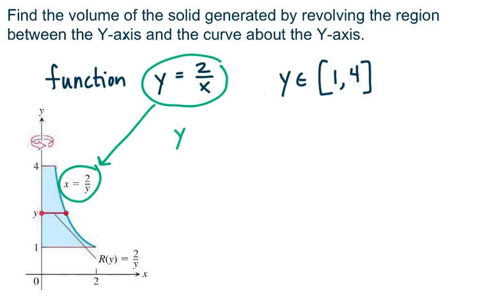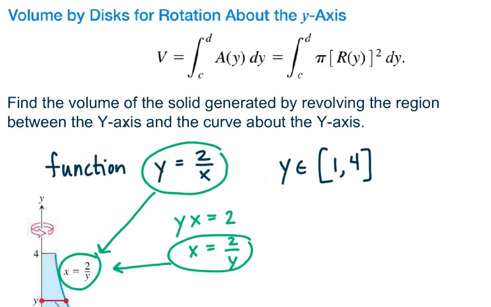Just with some basic algebra, we can multiply y times x equals 2, x equals 2 over y. We can rearrange that equation and isolate the variable. So it's very important when we think about rotating about the y-axis that we have that function x in terms of y as opposed to y in terms of x. And so you'll notice that here. That's the function we're going to use. And remember that definition also needs to be this function of y.